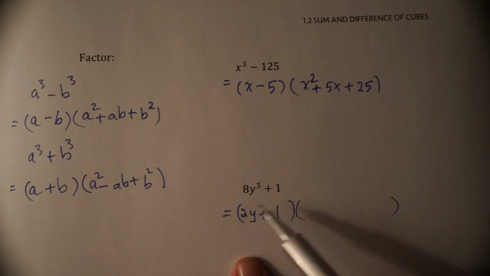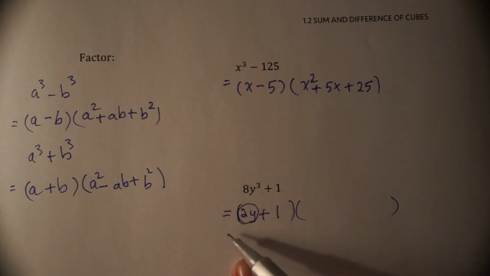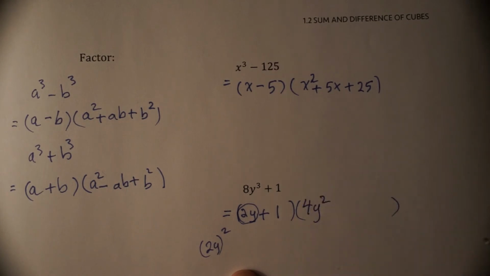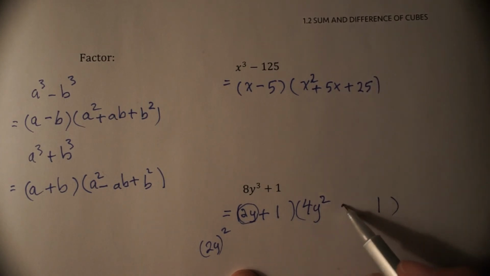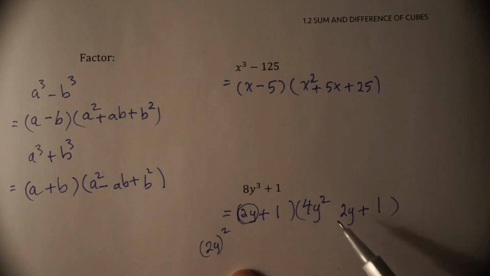Now you got to be careful. This is where mistakes are sometimes made. It's not 2y squared. It's the whole first term squared. So 2y all squared, which gives me 4y squared. That's where you have to be careful. The last one will just be 1 squared, which is 1, and then 2y times 1, which is 2y. The last sign is always positive, and the second sign is always opposite, so it'll be minus. And you're done.